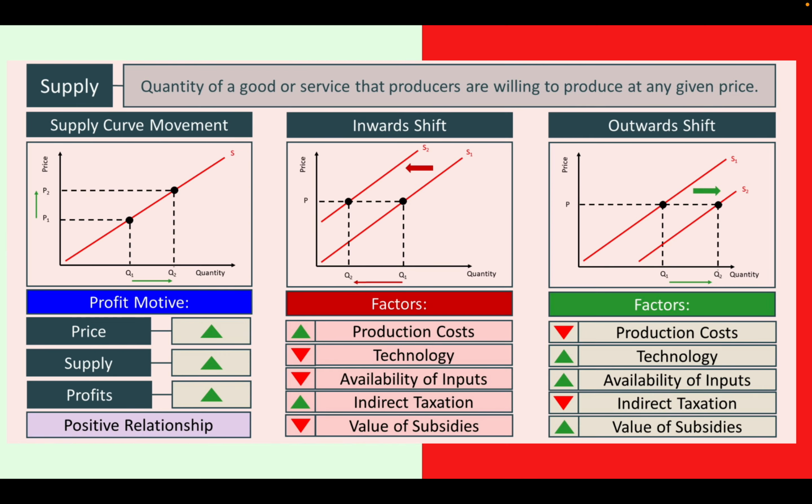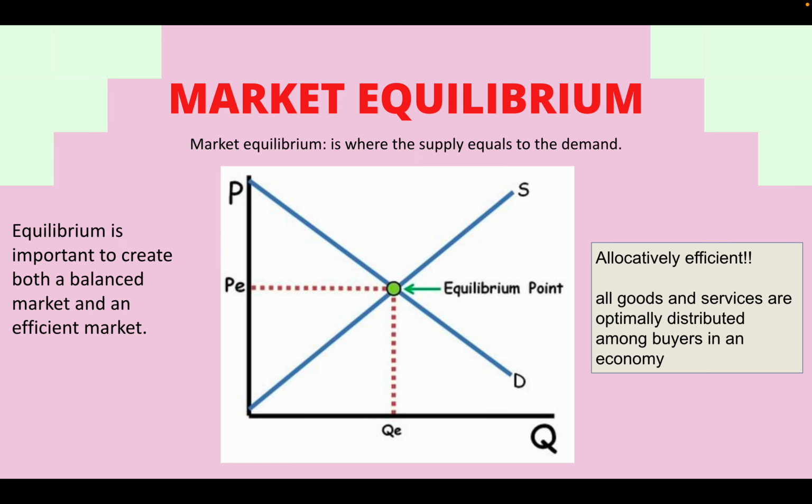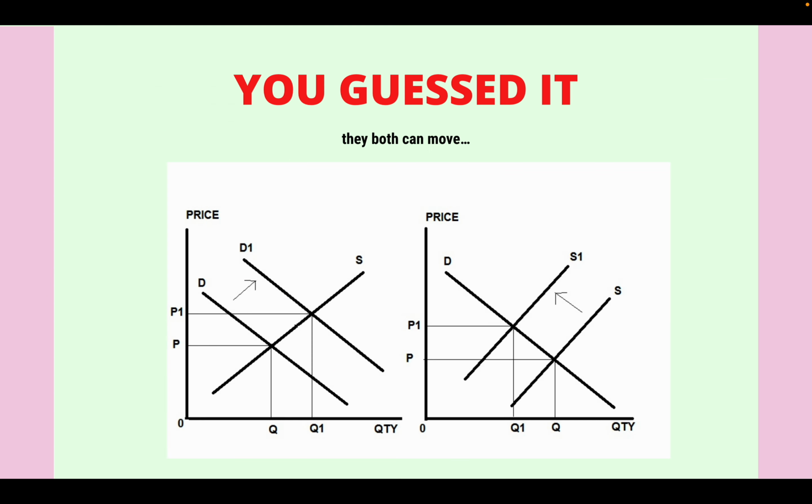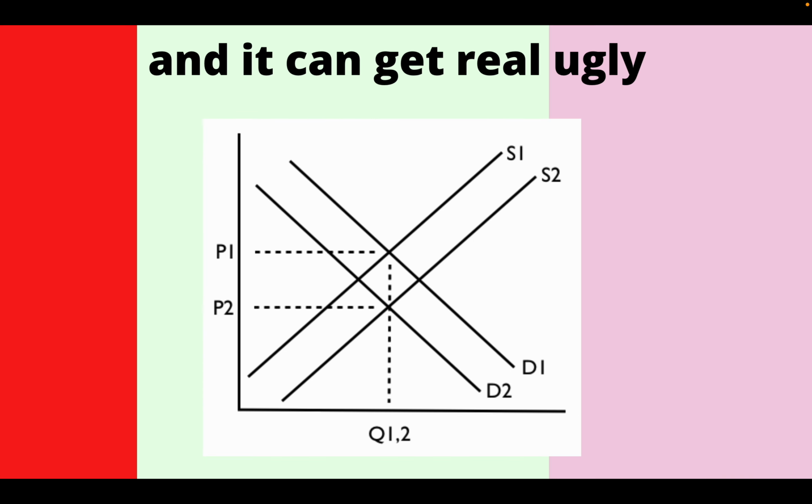Just take a look at this, pause, amazing picture. Now you can add these two together, supply and demand, creating an equilibrium point. Equilibrium is important to create both a balanced market and an efficient market. Allocatively efficient. Yes, optimal. Great. So you guessed it, they both can move. Look at that. Oh, and it can get real ugly. Look at that.